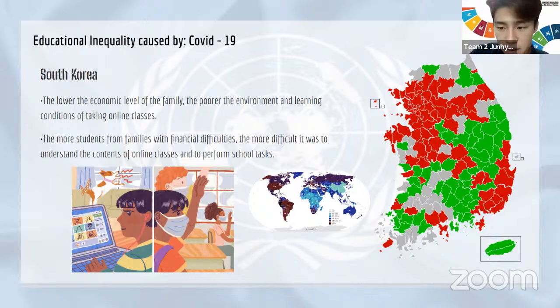Then you guys can see the map, and the red color of places affected more than green color of places.